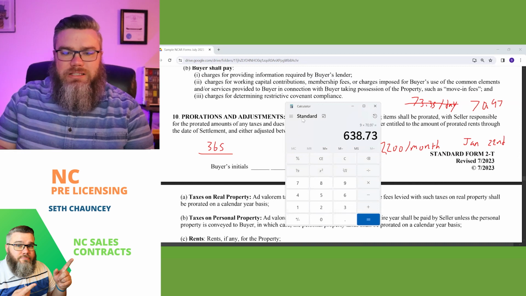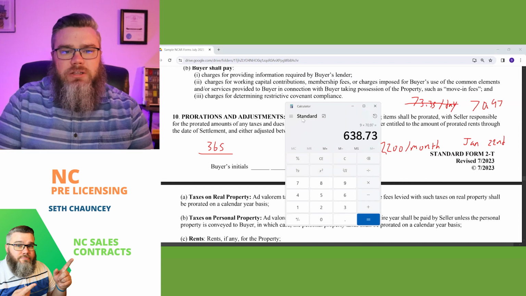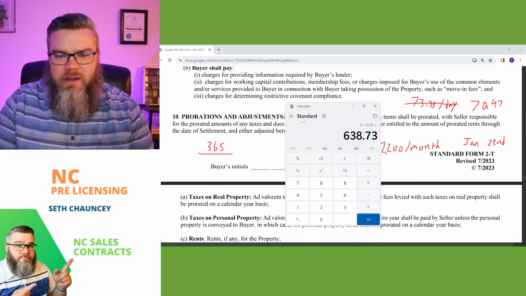But you could be tested on both the 365-day and the 360-day because they're sick and disgusting people who write this test that you have to take.